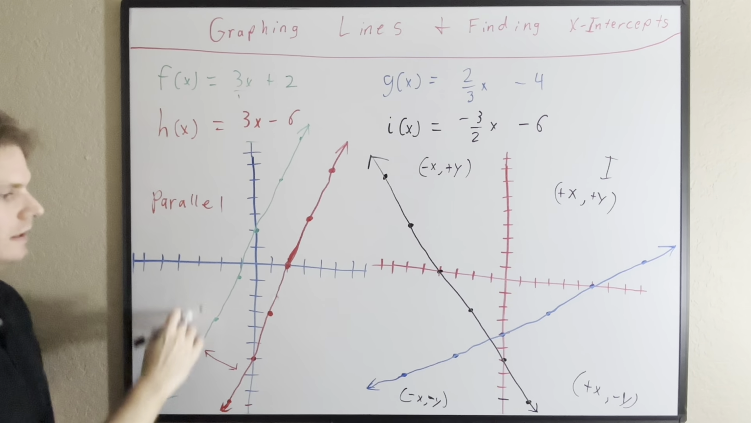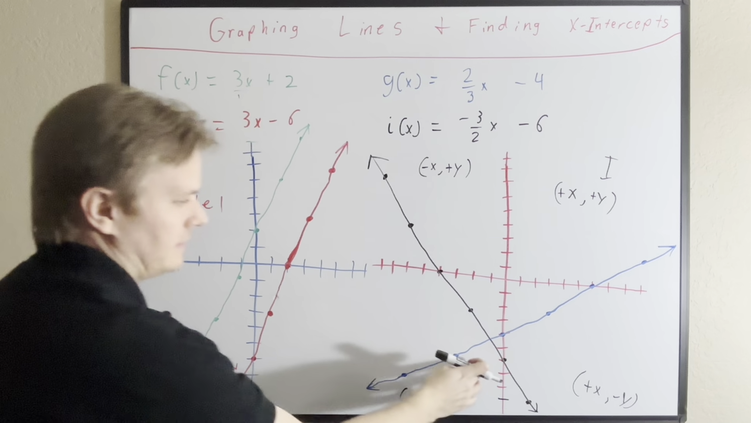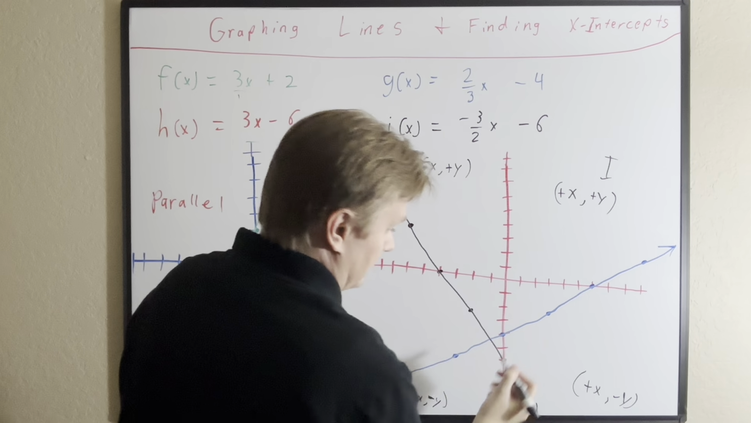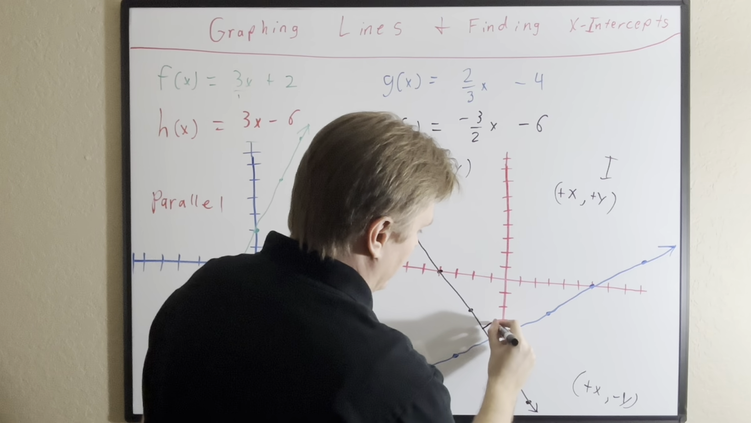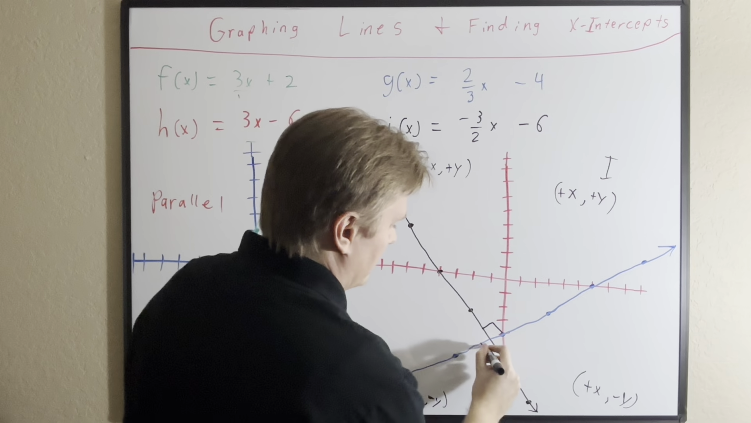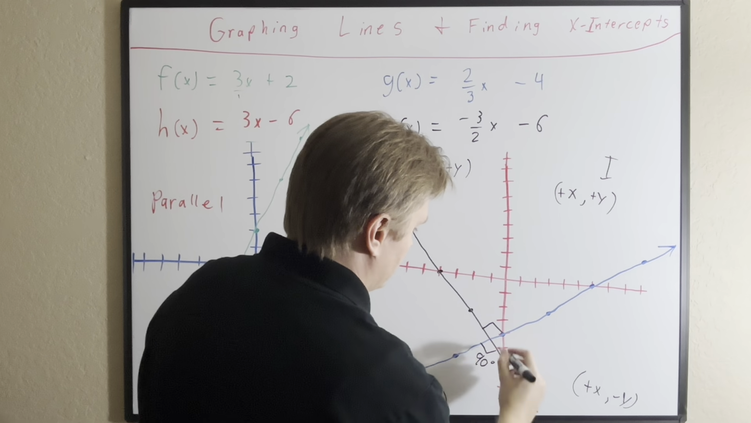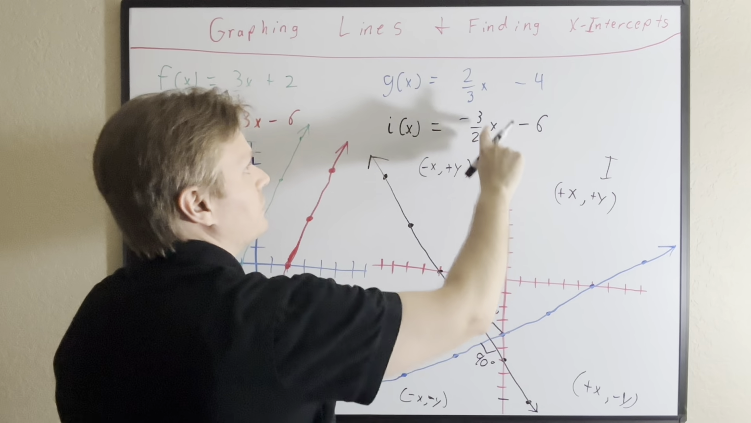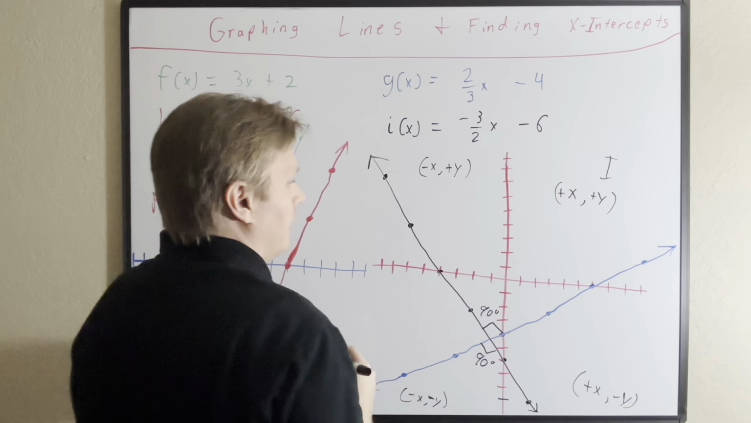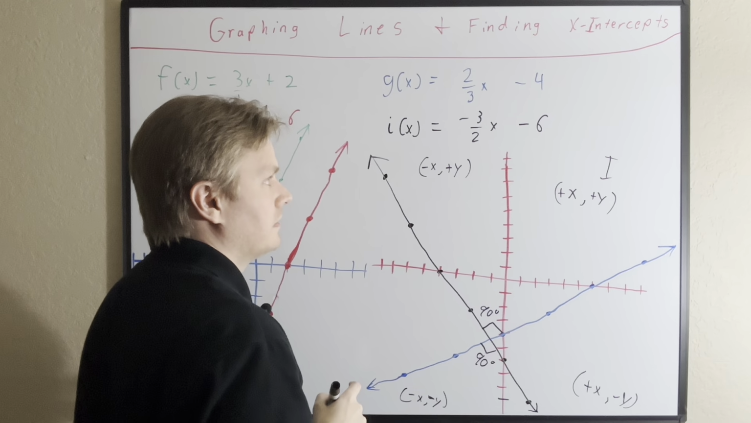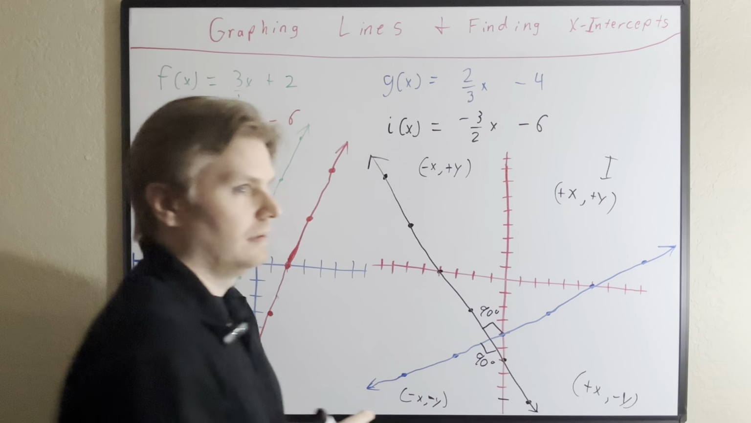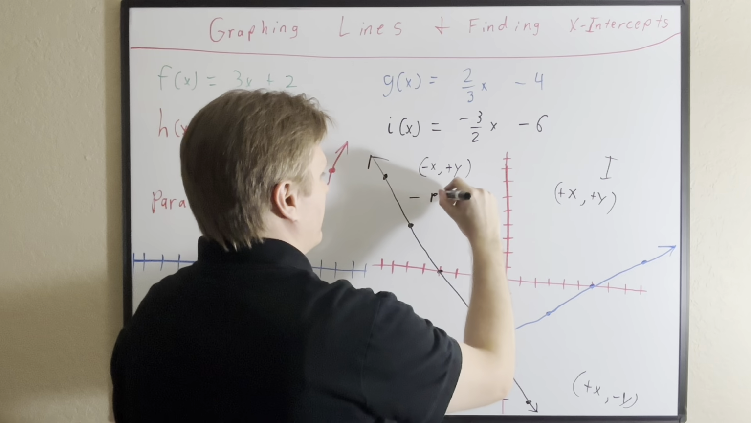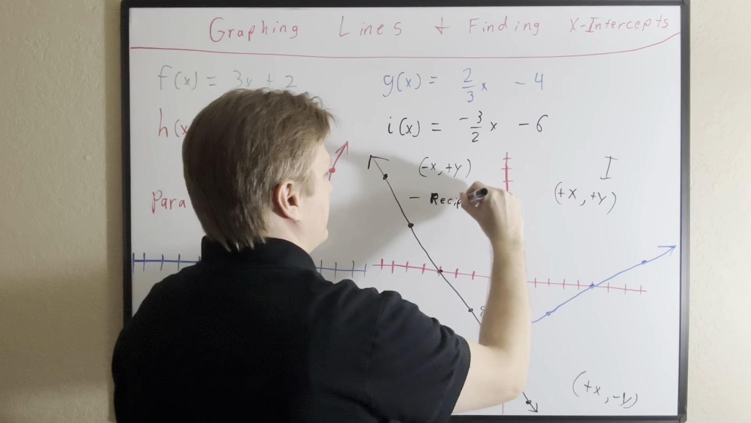Okay, so if these are parallel, what is this? Because they definitely intersect, but if my drawing was better, you would find these intersect at an exact right angle, 90 degrees. Why is that? Because their slopes are opposite reciprocals of themselves. What? Opposite reciprocals. Negative reciprocal.